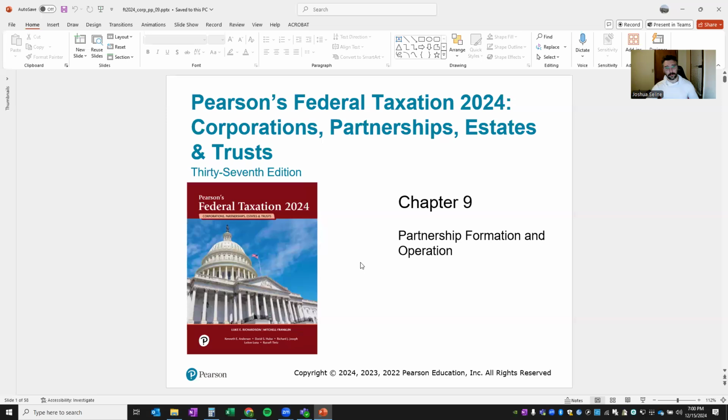Both of them spit out a K-1 showing a partner's or shareholder's share of distributed income, losses, capital gains, and foreign taxes paid. So the form that it spits out is substantially the same, which is why we're combining them: they're alike in more ways than they're not alike. So the first chapter we're going to be going over is partnerships.